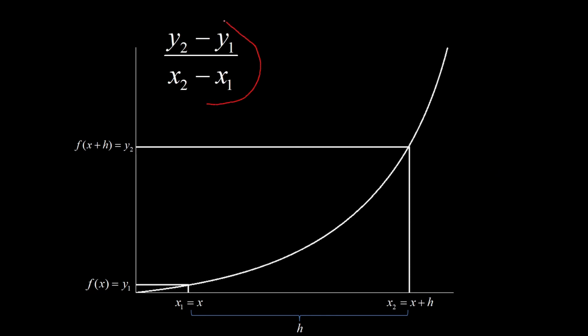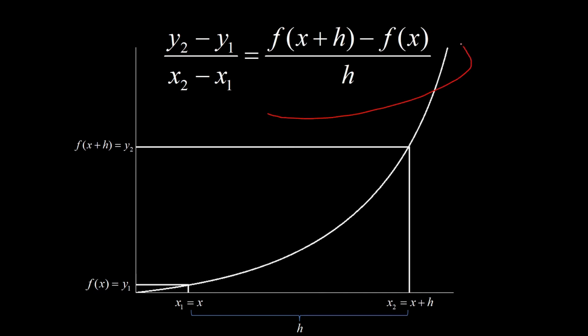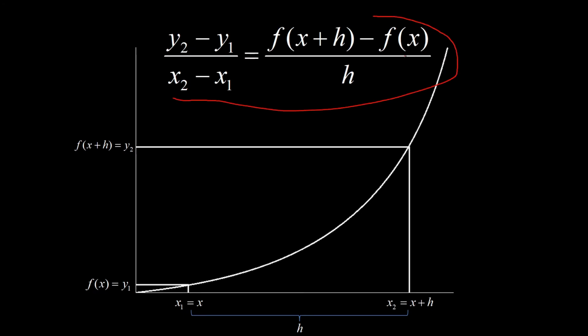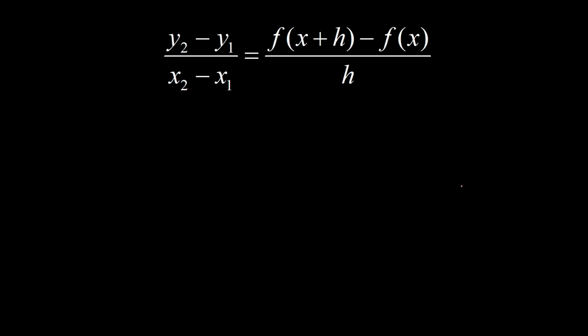So here is the slope formula you learned in algebra. And I'm going to simply substitute this new stuff in. Substituting all that in gets us this result. And I want to stress that this new expression is exactly the same formula you learned in algebra. It's just written in different notation. So now that we have this new expression, let's take the limit.